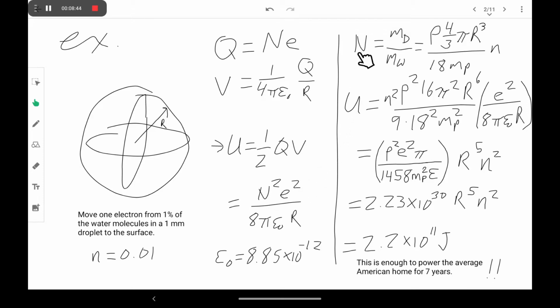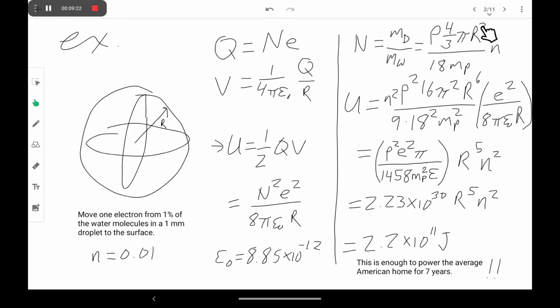Well, we're going to take a percentage of all the particles. So n is going to be the total number of particles, which we can find by taking the ratio of the mass of the droplet divided by the mass of a single molecule of water. That would be the density of water times the volume of the droplet divided by the mass of a single molecule, which is 18 times the mass of a proton, because its atomic mass is 18. And then n is our percentage, 0.1% of all of that, that we're taking out. So that's how we'd find n.